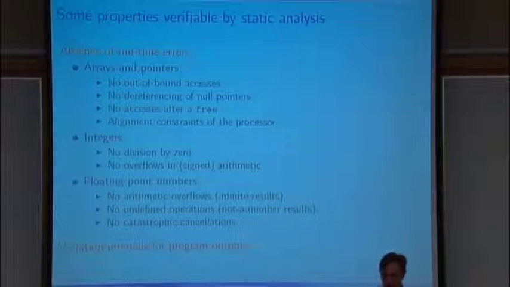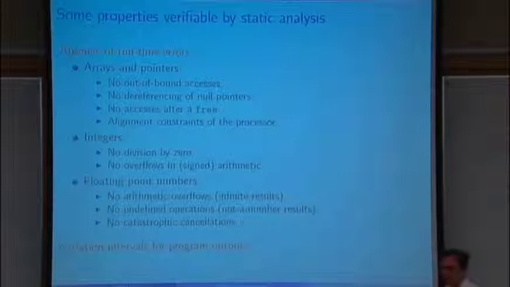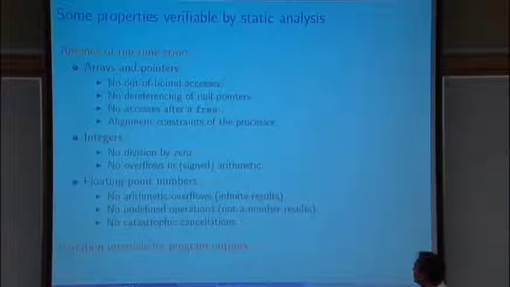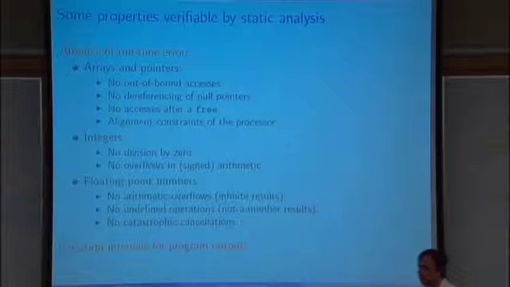Okay, so the kind of safety properties verifiable by static analysis. So that includes, as I said, the absence of runtime errors, like for arrays or pointers, no out-of-bound accesses, no dereferencing of the null pointer, no accesses dynamically to a block after it's been freed, possibly, yeah, that the alignment constraints of the processor have been respected, that there's no division by 0, that signed arithmetic, for instance, doesn't overflow, because in C it is not specified what it does in this case.